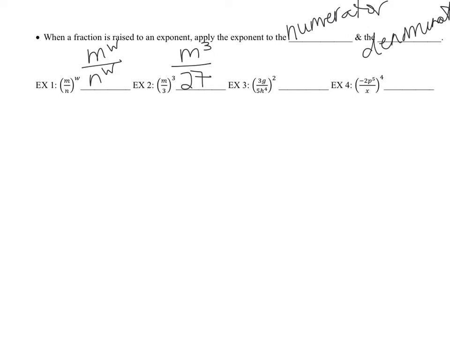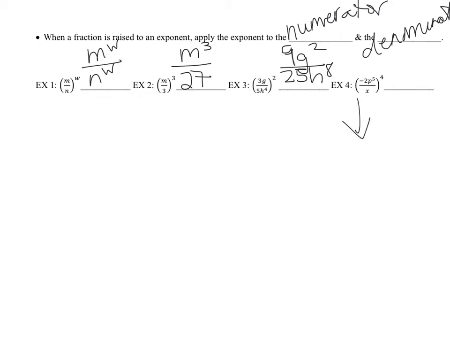Example 3, 3g over 5h to the 4th, bring the 2 in to everybody. So on the top, 3 to the 2nd is 9. G to the 2nd. 5 to the 2nd, 5 times 5, 25. H to the 8th, 4 times 2. Okay? The next one, I'm going to put it down here.